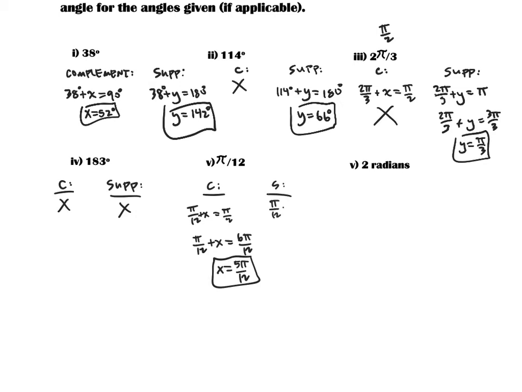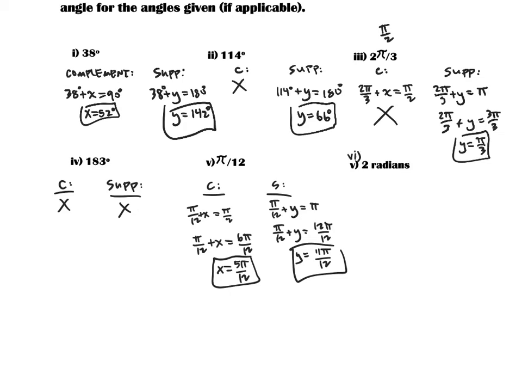Let's look at our supplement. Pi over 12 plus y is equal to pi. So pi over 12 plus y is equal to 12 pi over 12. Common denominator tells me that the supplement to pi over 12 is 11 pi over 12. Very cool. The last one is numbered incorrectly. That should be number 6, so VI.